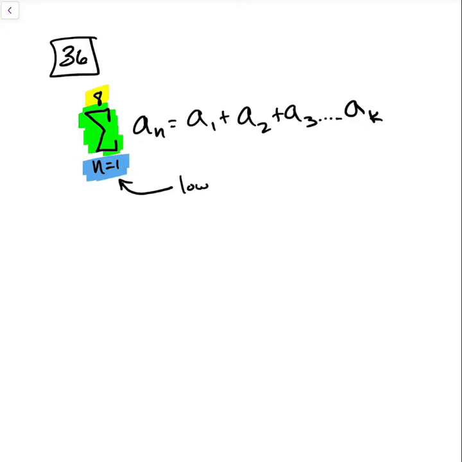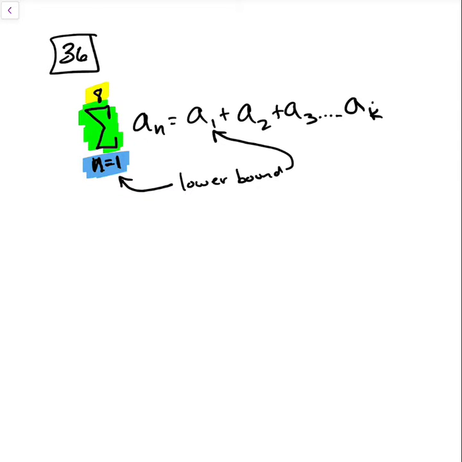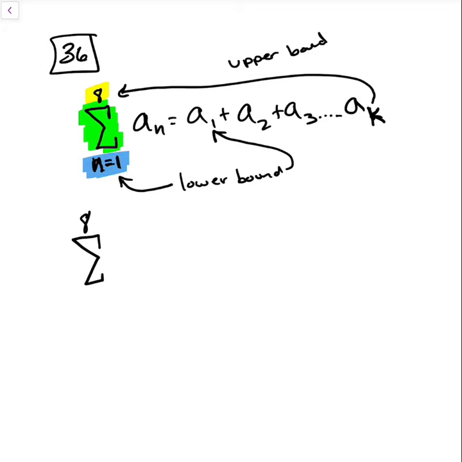This number down here represents my lower bound, and that's the first term that you have. So for this problem, you start with n equals 1. And where do you finish? You look at the last one. This is my upper bound. The number on top of the sigma tells you where your series finishes, and that's what the letter K represents, the upper bound of the problem. So for example, with 36, I have an upper bound of 8 and a lower bound of 1 with a formula of 6n minus 11.